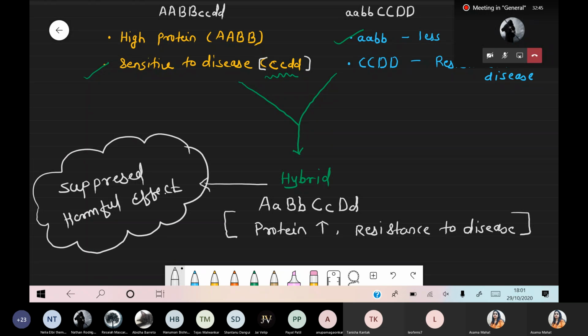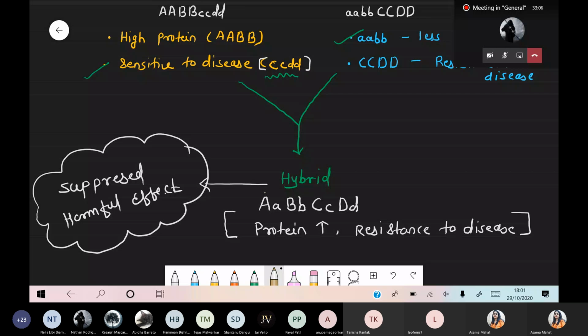So such a phenomenon is the production of this hybrid. But what is the aim? What is the aim of producing the hybrid? We want to reduce the harmful effect. We want to suppress the harmful effect because we know that according to Mendelian dominance and recessiveness, if even a single dominant gene is present, then definitely the dominant gene gets expressed and the recessive character masks itself, right? So here also it is the same scenario.